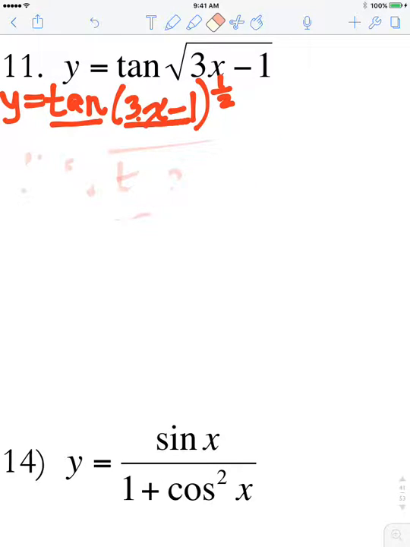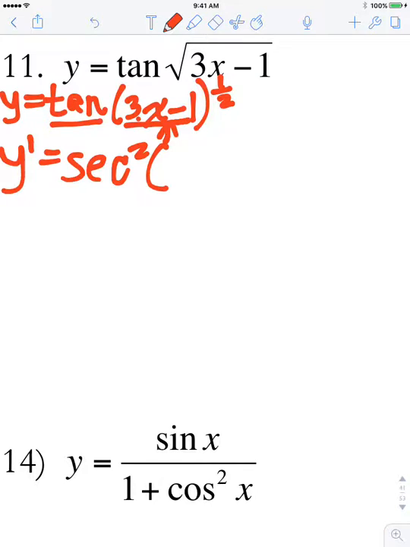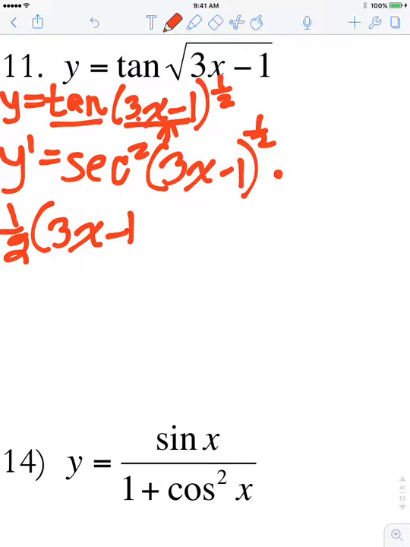Okay, so let's just get right to it. Since tangent isn't being raised to any power, it's just tangent to the first power. Then y prime, I can go right to secant squared of basically whatever's in here. So secant squared of 3x minus 1 raised to the 1/2 power. And now I'm going to find the chain rule of whatever's in here. Times 1/2 times whatever's in the parentheses, to the negative 1/2 power, and then the derivative of what's in the parentheses, and in this case it's 3.